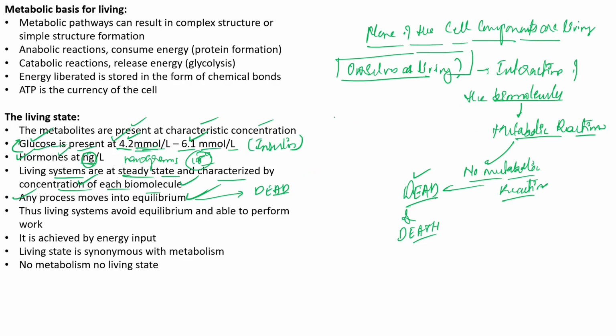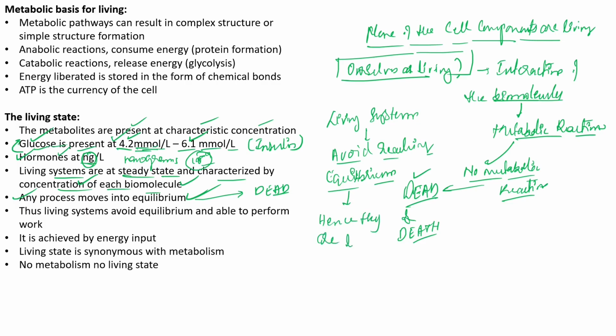Living systems avoid reaching equilibrium. The moment they reach equilibrium, they become dead, right? As they avoid reaching equilibrium, they are living. So if they reach equilibrium, we call them dead, and if they avoid reaching equilibrium, it is called a living system.